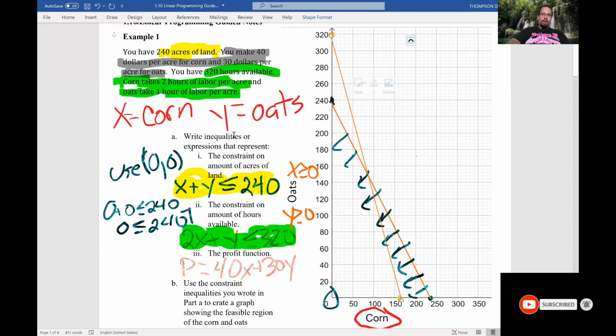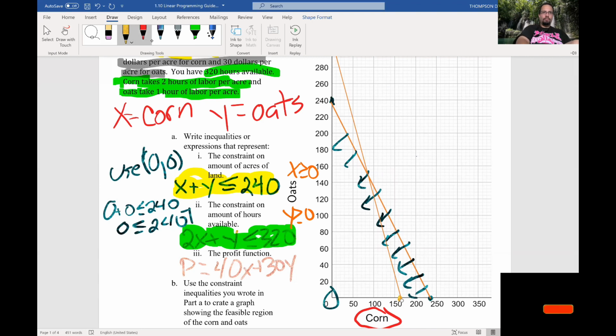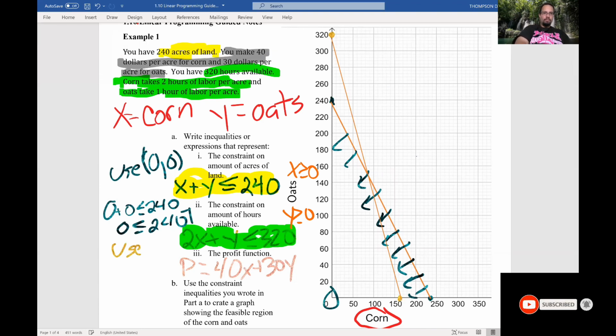Okay. And then we're going to plug in 0, 0. That's 2 times 0 plus 0 is less than or equal to 320. Anything times 0 is 0, so we're just saying 0 is less than 320, which is true. So we're going to draw arrows going towards 0, 0.